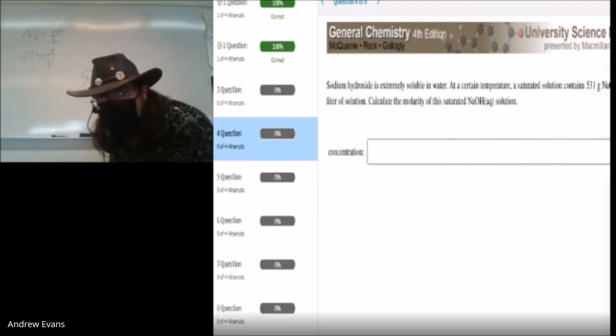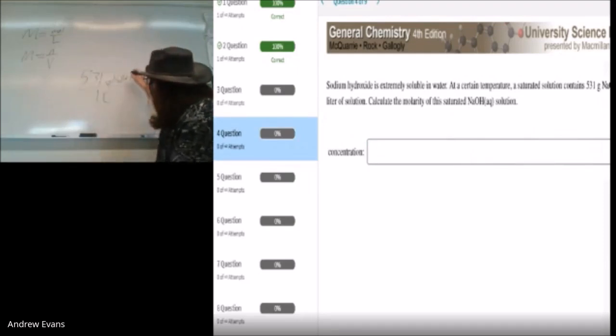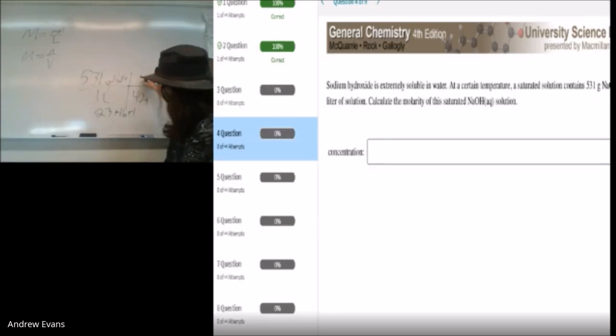They're giving us a ratio of grams per liter, and we're expected to turn this into moles per liter. So what do we have to do? We have to divide by the molar mass of sodium hydroxide. Sodium is 23, oxygen is 16, hydrogen is 1. That is 40 grams per 1 mole.